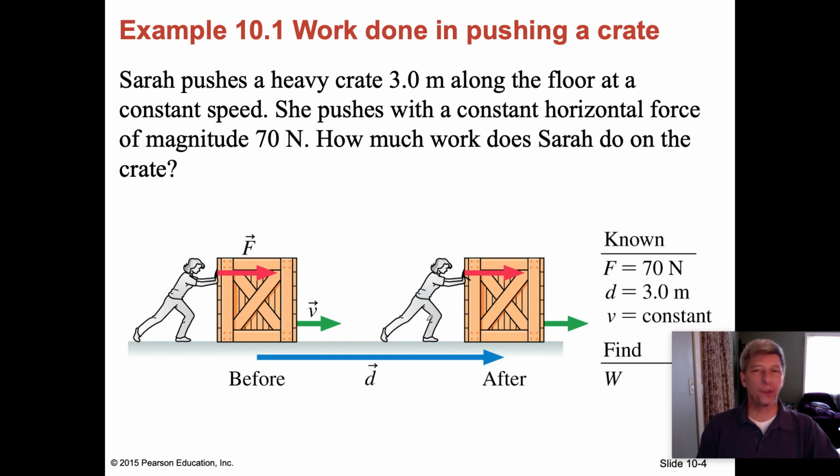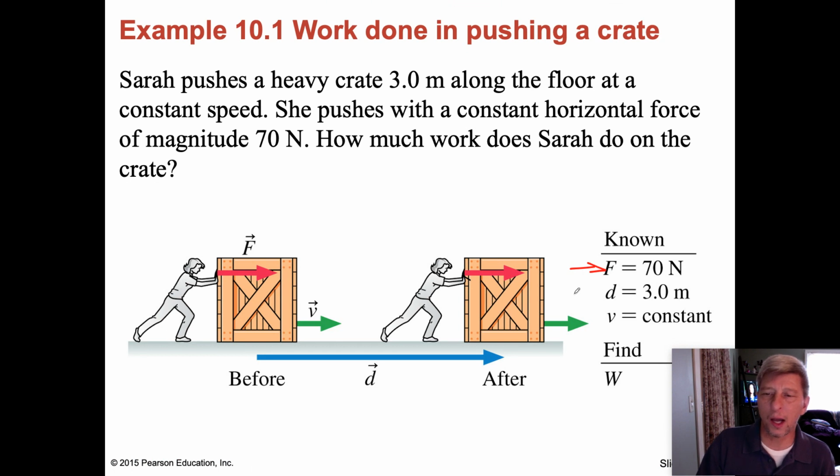Okay, so how do we use this? Let's look at this example here. Sarah pushes a heavy crate 3 meters along the floor at a constant speed. She pushes with a constant horizontal force of magnitude 70 newtons. How much work does Sarah do on the crate? Well, we make ourselves a laundry list and draw a picture, which we've already done. So we've got a 70 Newton force moving an object 3.0 meters at a constant velocity, and we need to find the value of W.